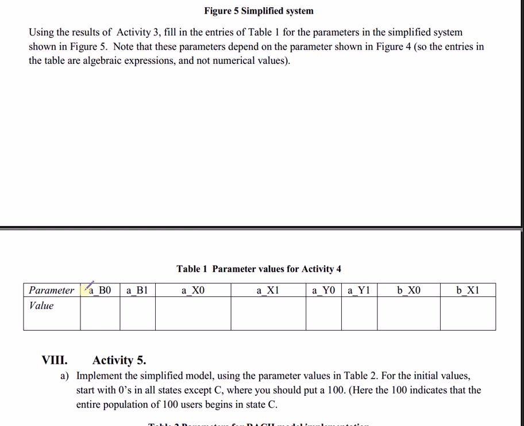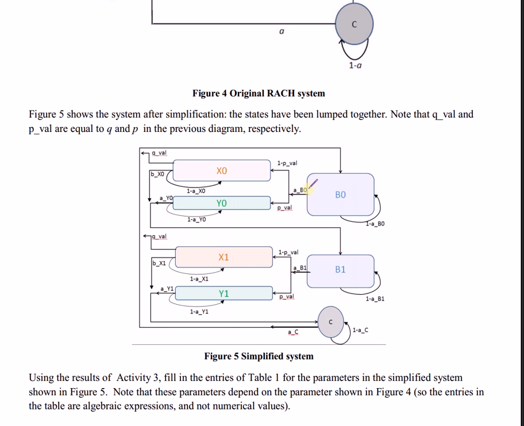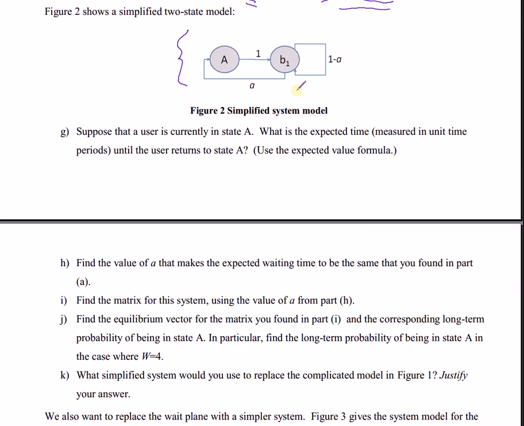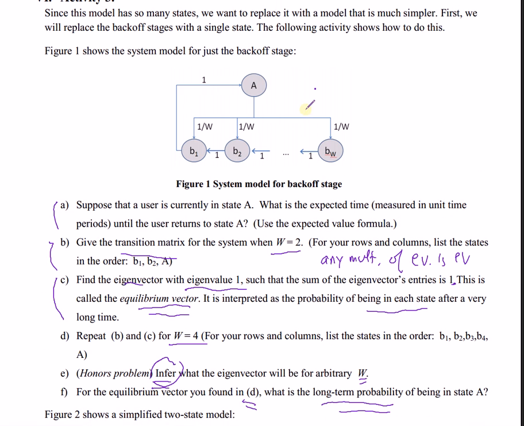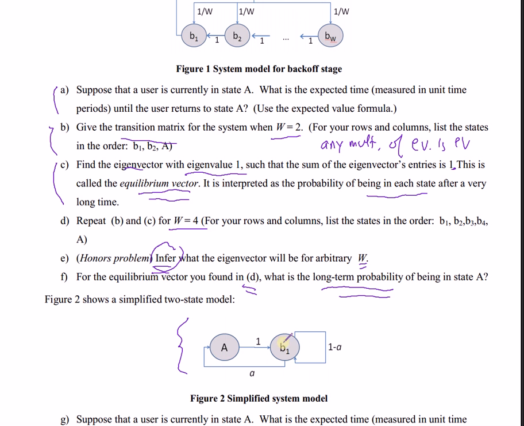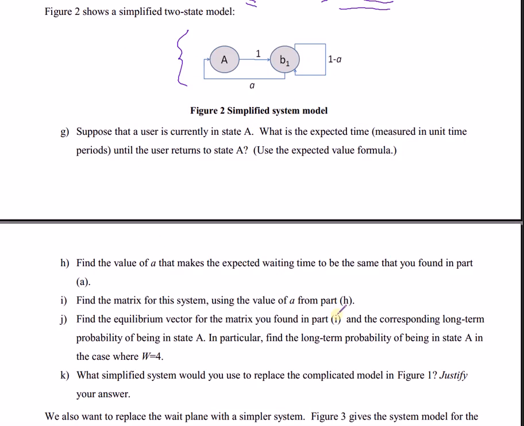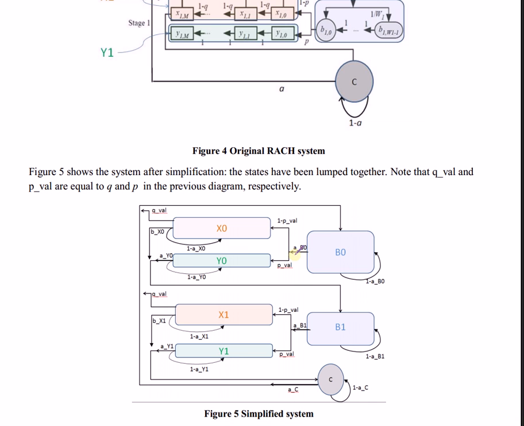Well, this AB0, for instance, what does AB0 correspond to? AB0 is the probability of going out here. Now, what you have to do is figure out what single state, what value of A here, is a good replacement for this system here. And that value of A gives the exit probability from this state B here. This exit probability corresponds to the exit probability here.